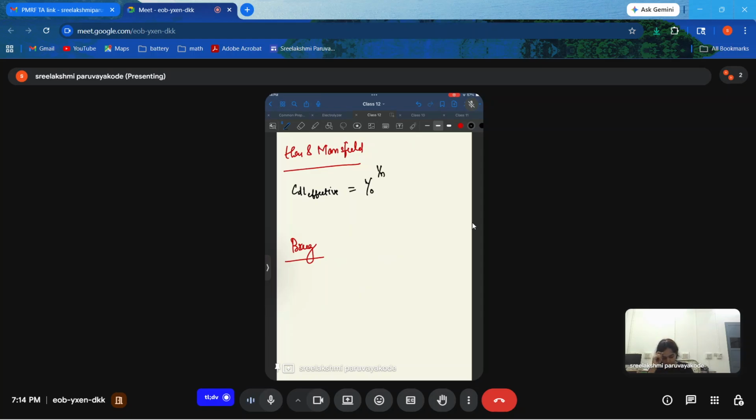Y0 raised to 1 by n, R_T raised to (1 minus n) by n. Now Brug's formula: C_dl effective is Y0 raised to 1 by n, (1 by R solution plus 1 by charge transfer resistance) raised to (n minus 1) by n. So these are the two formulas.